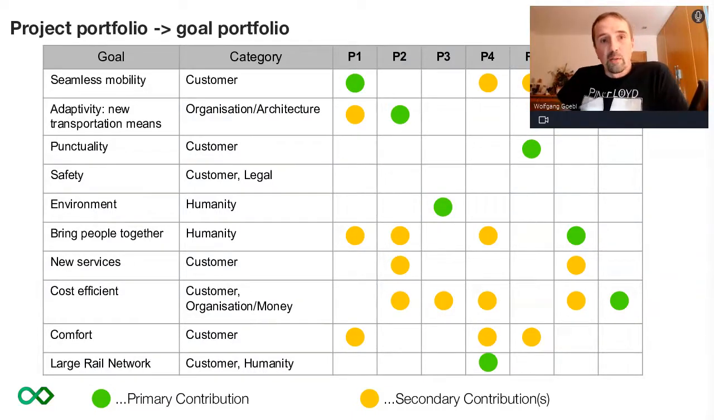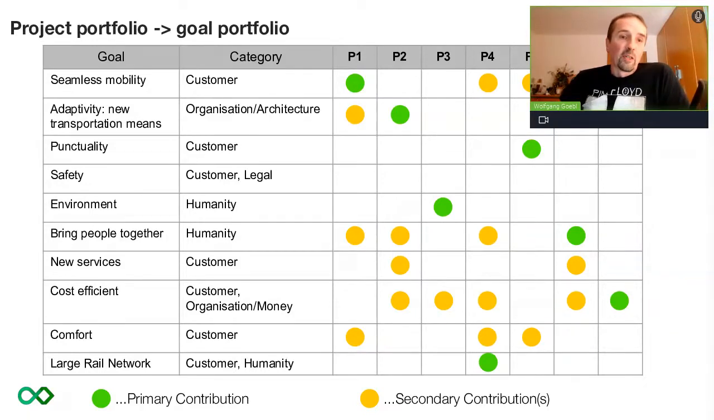How could a goal portfolio look like? As mentioned in a previous slide, put the goal in the first column. So this is the railway company again. You say you have the goal for seamless mobility. Who benefits? That's a customer goal. Or punctuality. Who benefits? It's the customer. Safety. That's customer, but also legal, because as a railway company, there's a lot of laws you must comply with to keep the railway, the transportation safe.